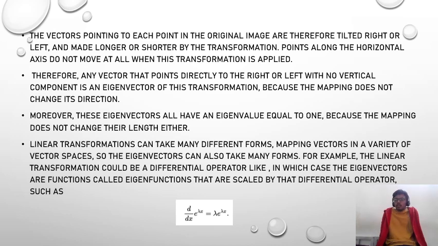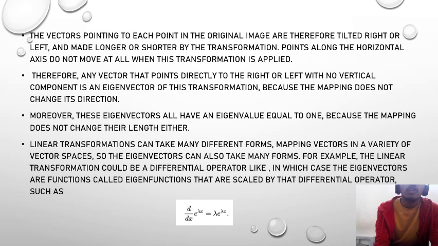The vectors pointing to each point in the original image are therefore tilted right or left and made longer or shorter by the transformation. Points along the horizontal axis do not move at all when this transformation is applied.